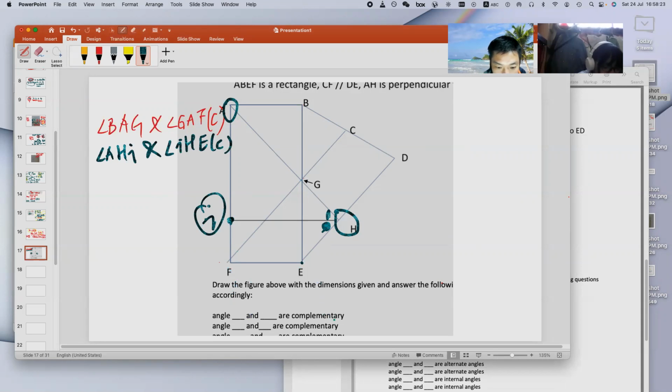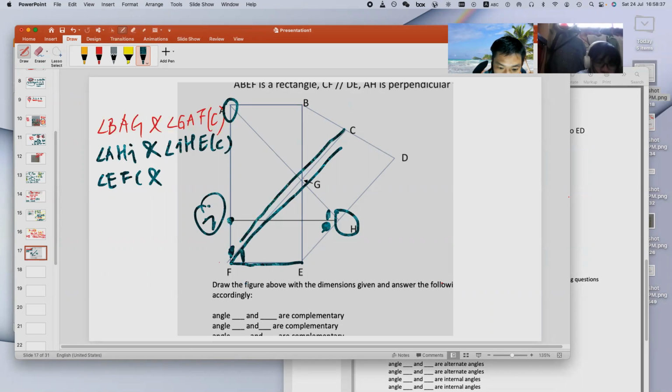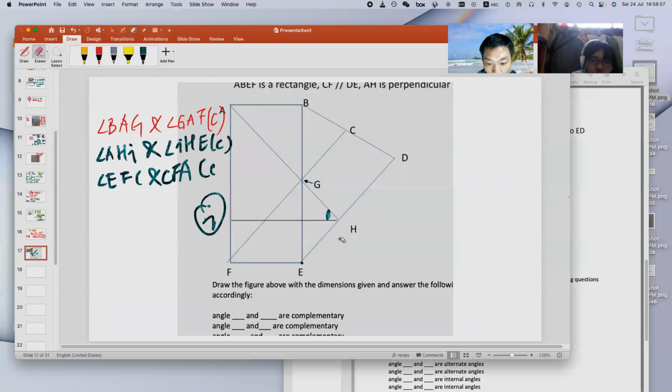Another set of complementary angles here. This one and this one. So this is EFC, angle EFC, and this one, CFA. So just take the ones with the 90 degrees and pick two angles. So how do you find complementary angles? First, you find the right angle.